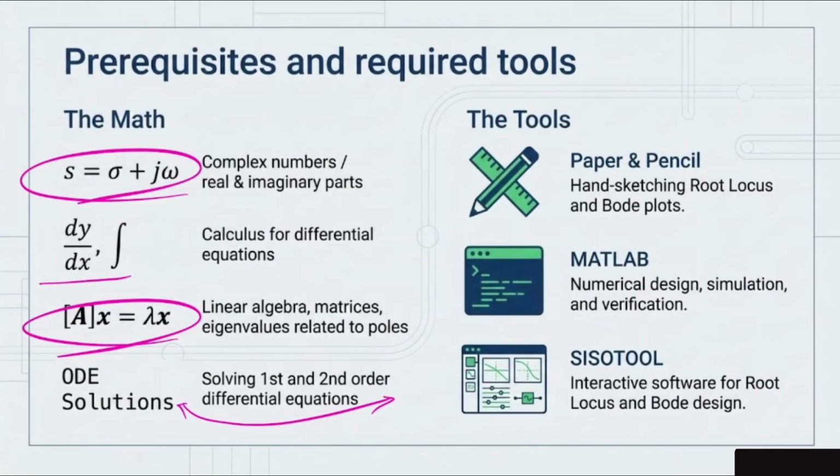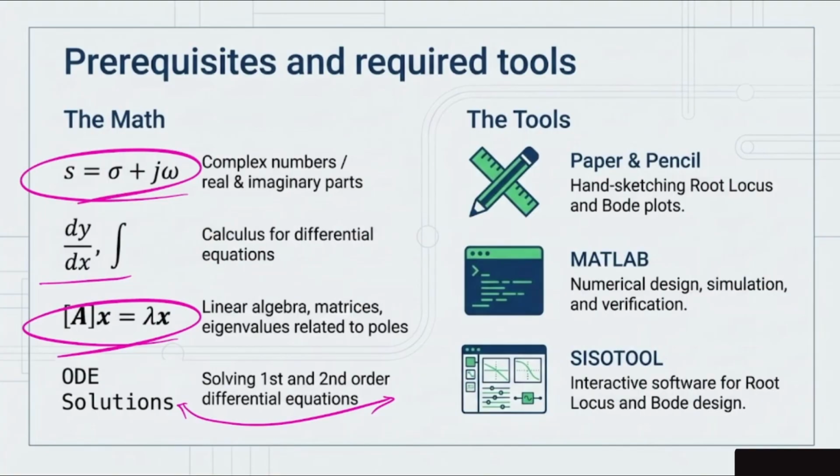And in order to do all of that, to do the root locus and the Bode plot, we need a couple of things. Obviously, the first part is about finding the place of the poles and zeros by knowing the difference between real numbers and imaginary, which is obviously so easy. Then we have to calculate the differential equations, which means derivative and integral. Probably we are not going to touch it that much, but we have to know the concept.